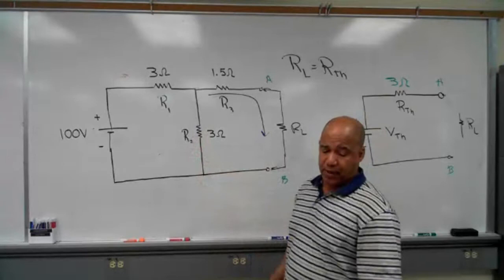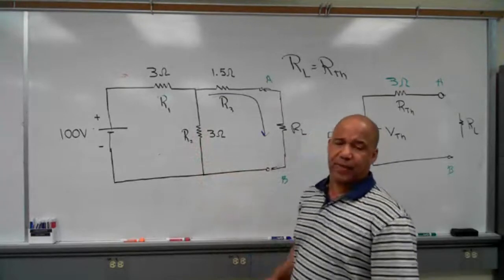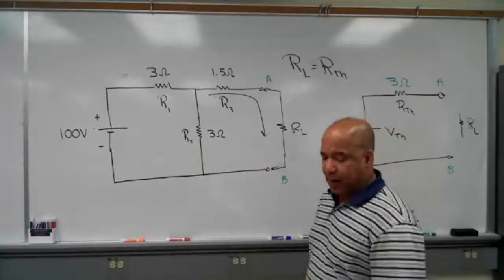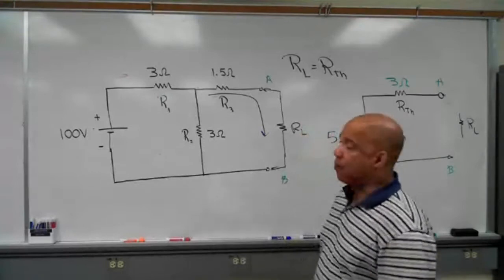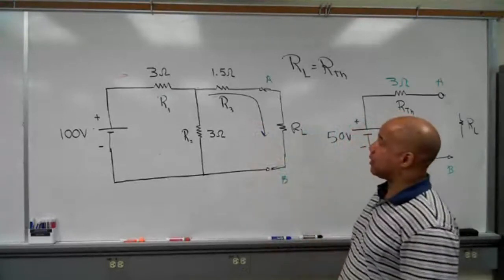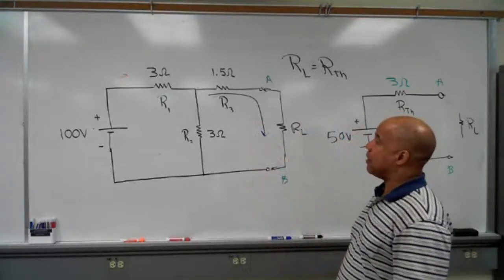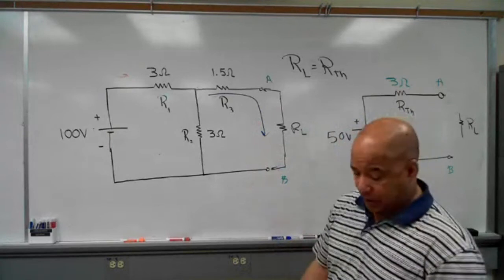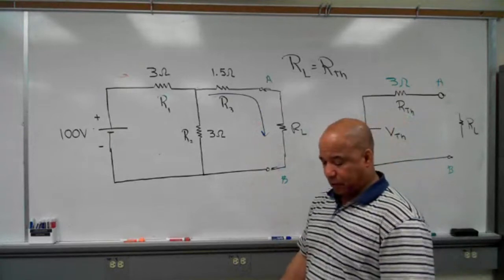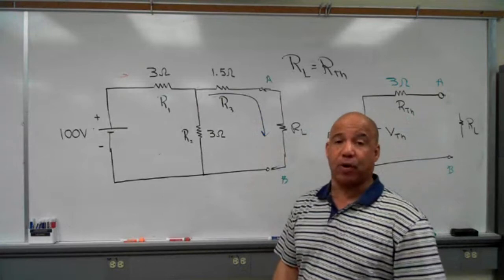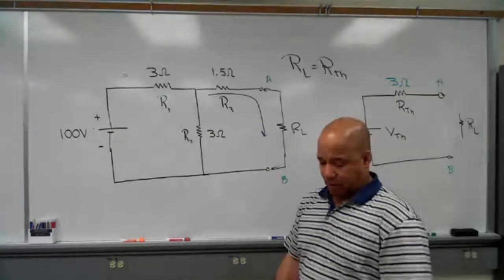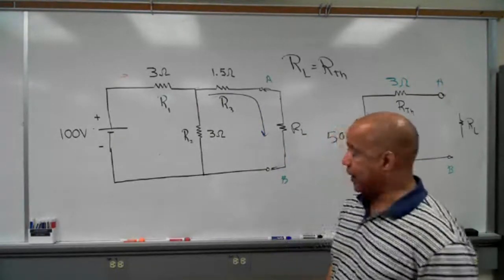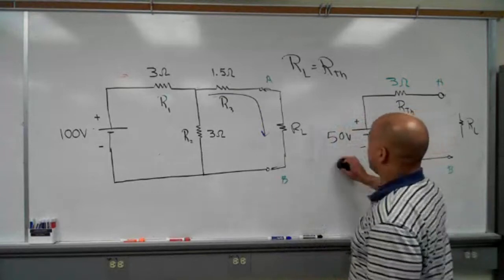I'll put the circuit on the board. But what I want you to do is to take a sheet of paper, and at the top of the paper, draw the figure. I'll put it on the board for you so you can draw it off the board if you don't have the paper. But go ahead and try to Thevenize figure 3 on the handout. And I will go ahead and put it on the board in case you don't have it.